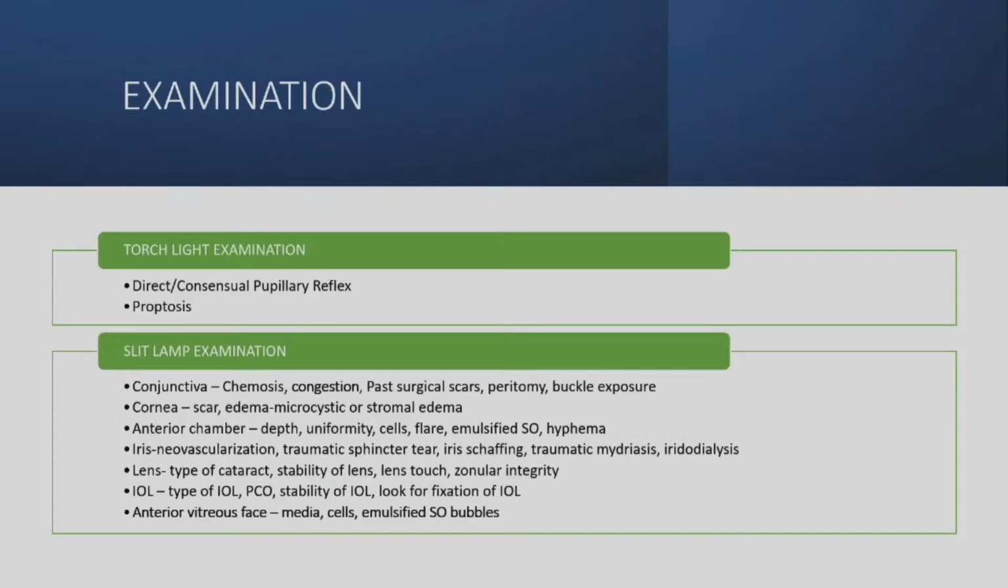Now coming to the next thing, which is basic examination. You should always start your presentation by talking about torchlight examination. Most people will suddenly say, okay, slit lamp examination, but first you should start your examination with the torchlight. And the most important thing you have to see is the direct and consensual pupillary reflex.